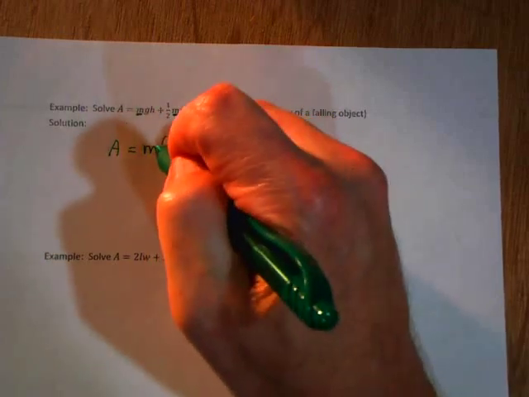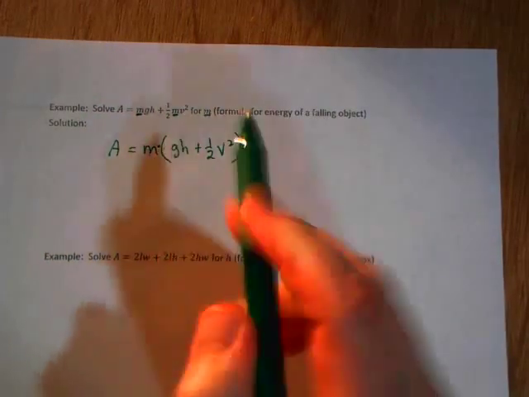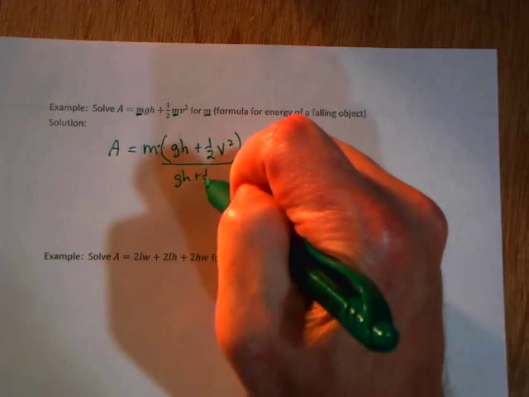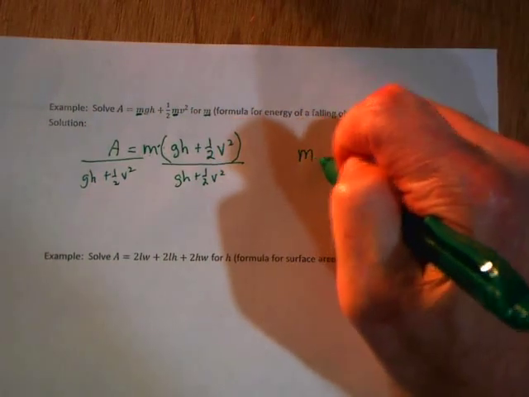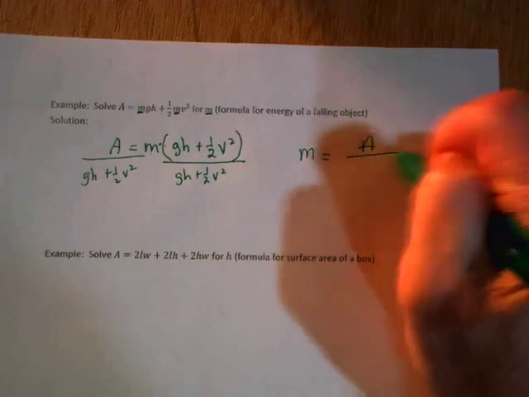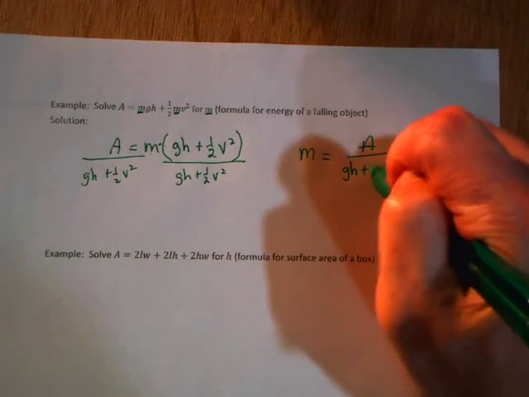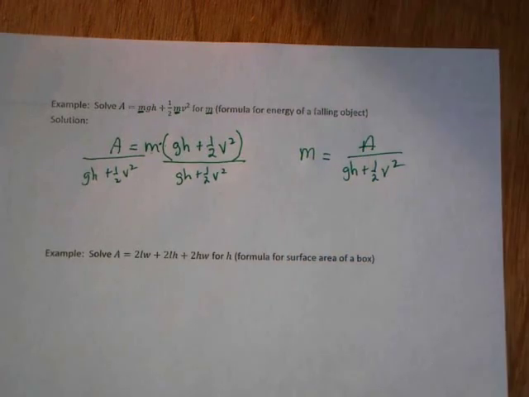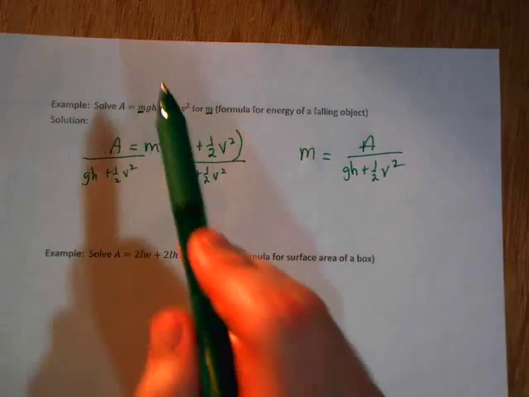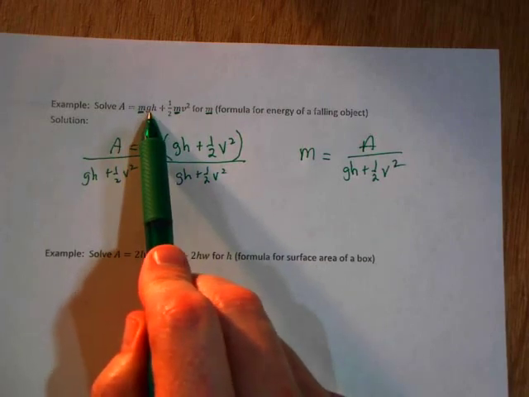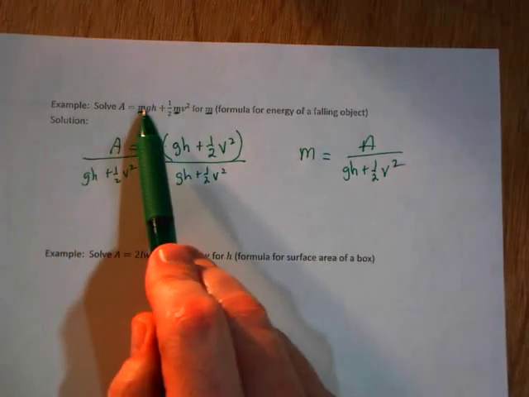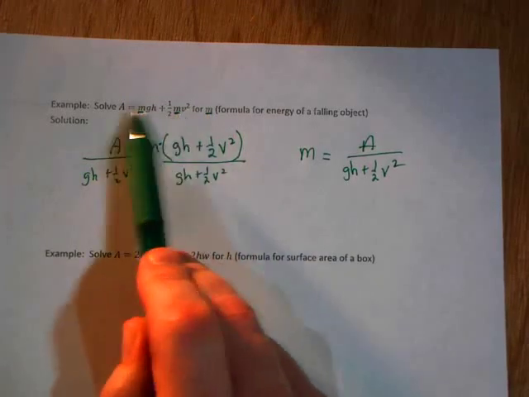And now I notice the m is connected only by a multiply. So to get the m all by itself, I do a divide. I'm dividing by kind of a big ugly thing, but that's okay. It's one division. So my answer is m equals a over gh plus 1/2 v squared. Again, something I want to point out, if I asked you to solve for g, you would not have to factor because there's only one g in this formula. The reason we had to factor is because we were solving for m and there were multiple m's.